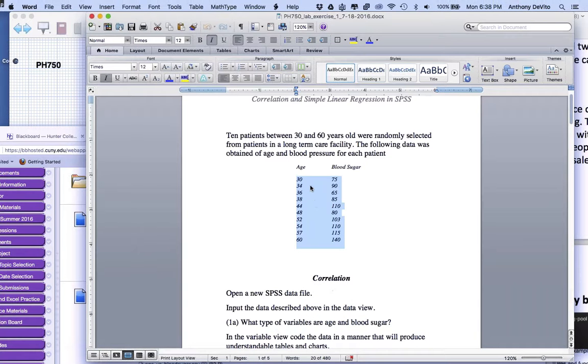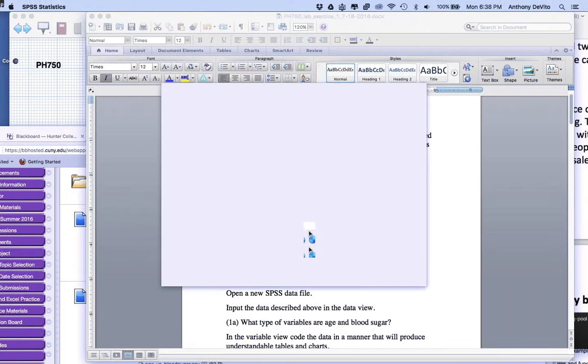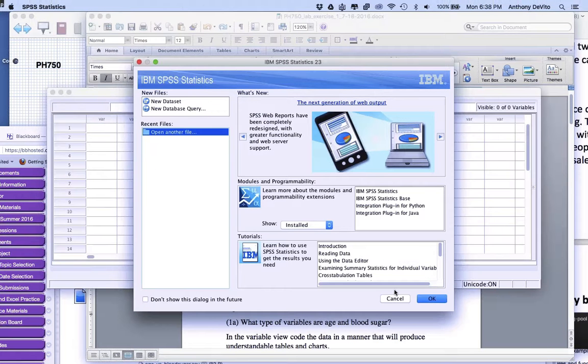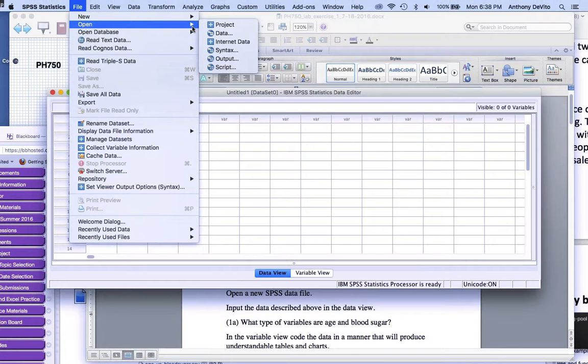Do you see the association? 30, blood sugar 75; 110; 44; 52; 60; 140. Looks like as you get older, your blood sugar goes up. This is all fake data, of course. But we're going to take a look at this in terms of, is there an association? So I'm going to say open data.